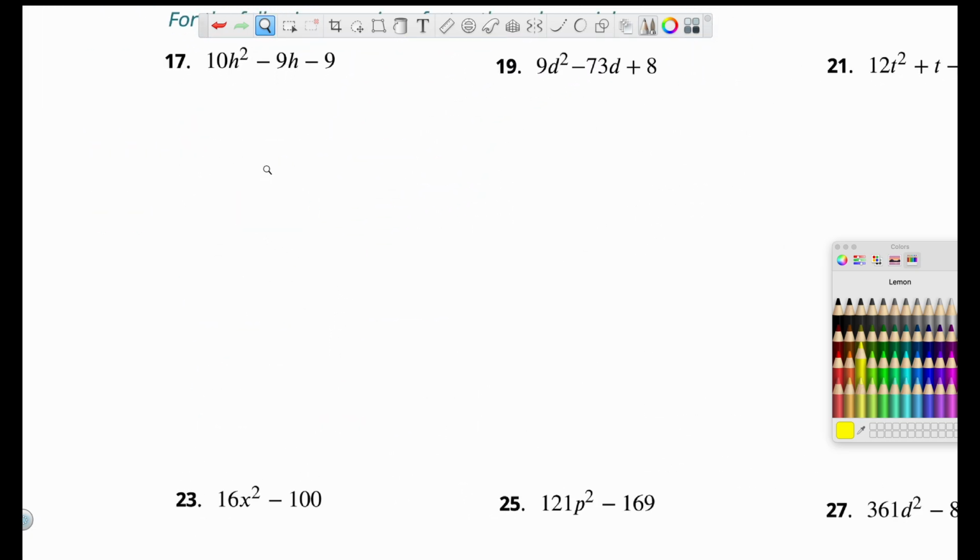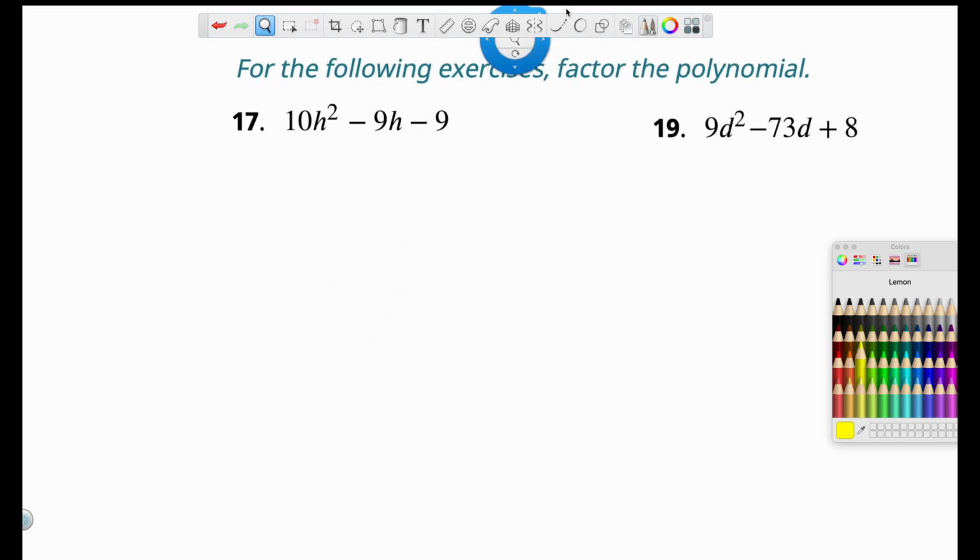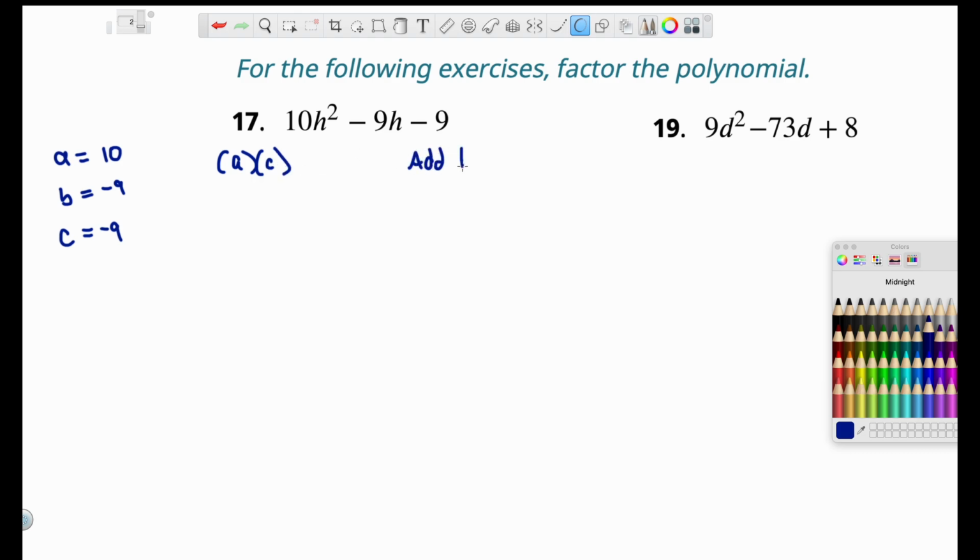Okay. Factor the polynomial. All right, we have the same situation. Our leading coefficient is something other than 1. So we're going to follow the same steps here. We're going to do a times c, and then we're going to find the factors that add to b. So a times c is 10 times negative 9, which is negative 90, and they're going to have to add to negative 9.